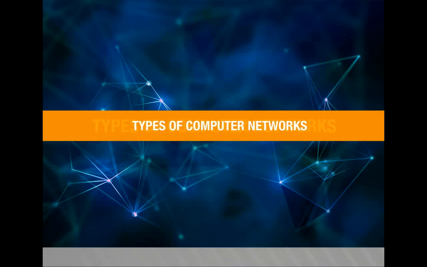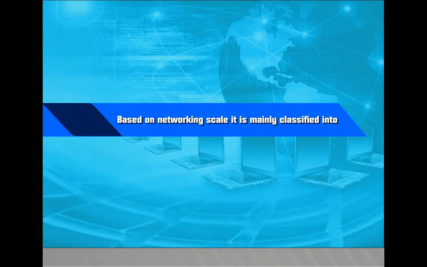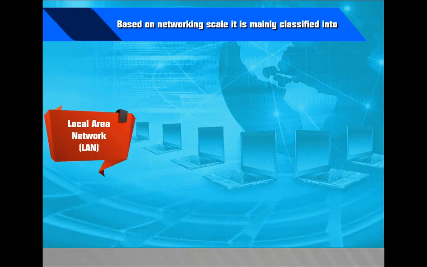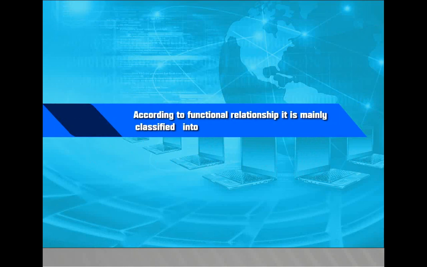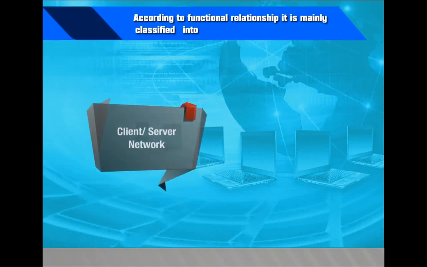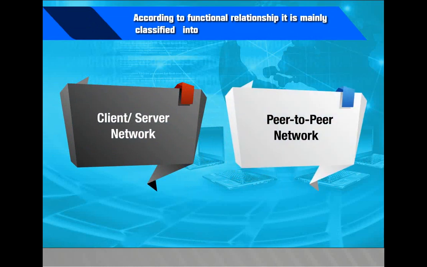Types of computer networks. In this video, we are going to see types of computer networks. Based on networking scale, it is mainly classified into Local Area Network (LAN), Wide Area Network (WAN), Metropolitan Area Network (MAN). According to functional relationship, it is mainly classified into Client-Server Network, Peer-to-Peer Network.